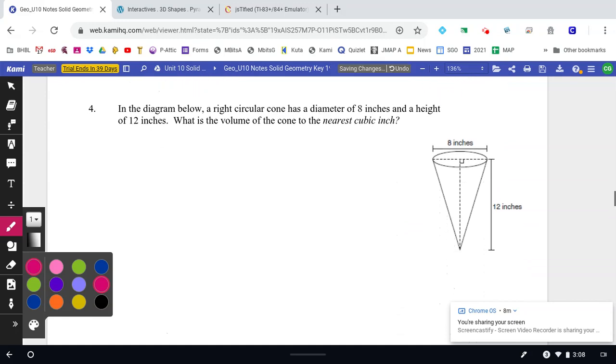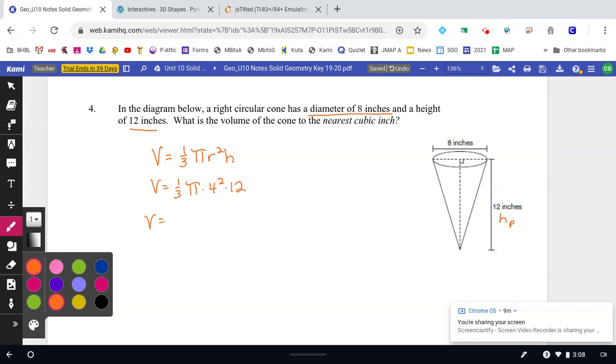All right, number 4. Now we have a cone. It has a diameter of 8 inches and a height of the whole cone is 12 inches. All right, so I find the volume. So volume, 1/3. Now, since this is a circle, I know it's pi r squared times the height. So 1/3 pi. Now, if my diameter is 8, my radius then is 4 squared times 12.